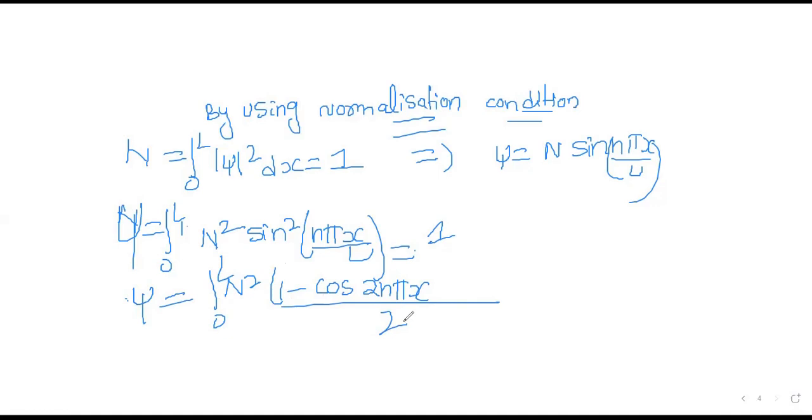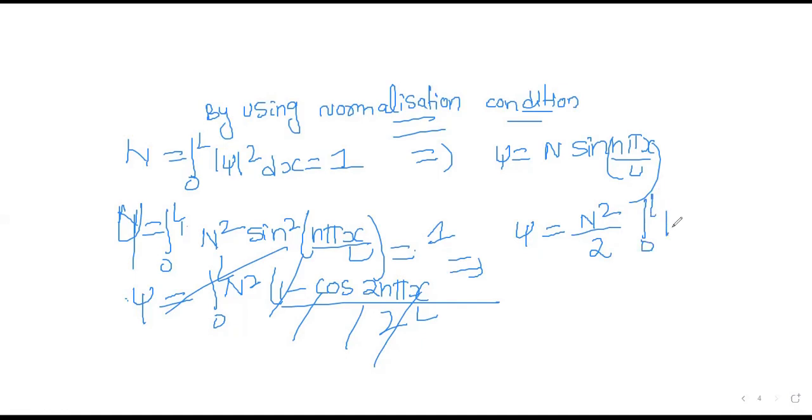This is what we'll get, 2 pi n pi x pi L by 1 minus 2. So we are just taking the 2 outside. Again I will rewrite this. Now this can also be written as psi equal to n square by 2, which we just write in the short form, integral from 0 to L, this will become 1 minus cos 2 n pi x by L.